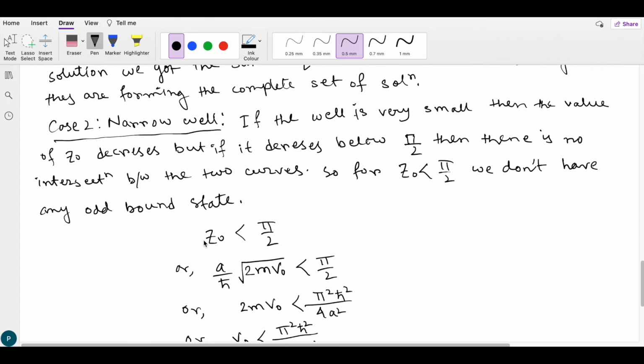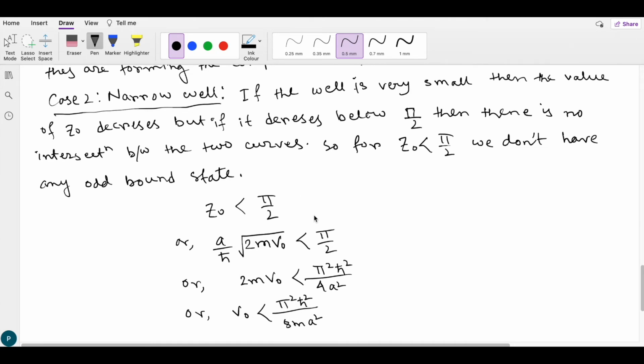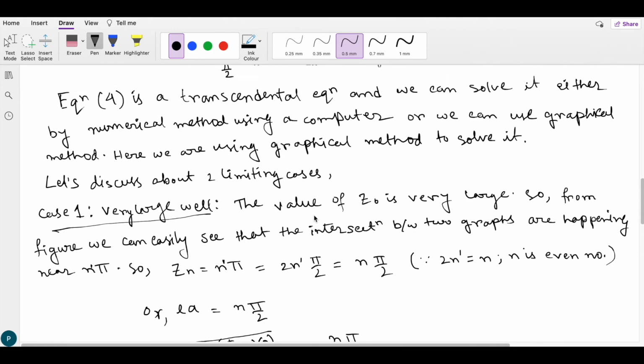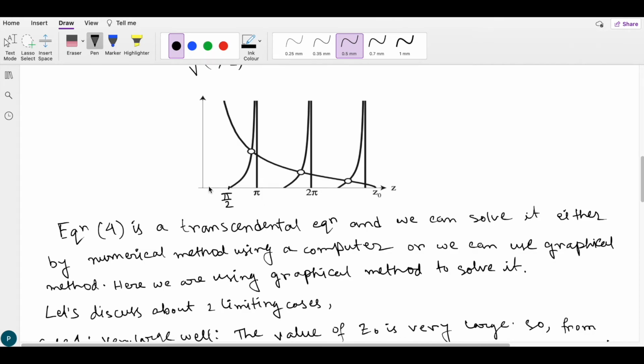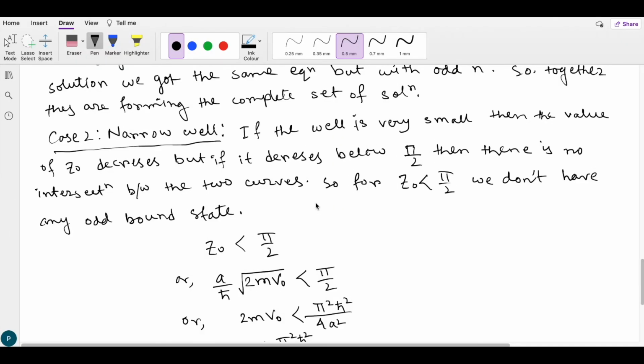And the second case is the narrow well. Narrow well means the value of z naught is very small. So if we decrease the value of z naught below pi by 2, we can see from the figure that there is no cot curve in this region. So there can't be any intersection of these two curves and we can't have any solution. So for z naught less than pi by 2, we don't have any odd bound state.